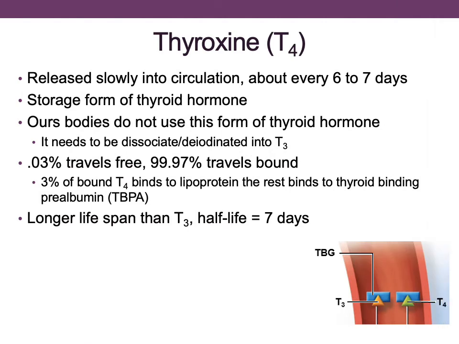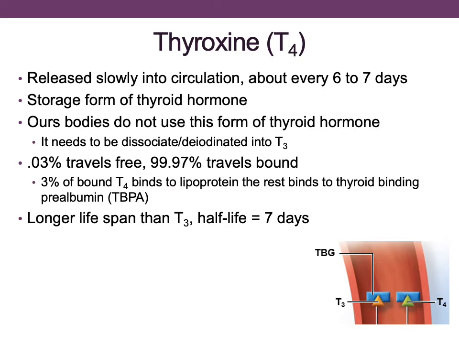A little bit about thyroxine, or T4. It is released slowly into circulation about every 6 to 7 days, so we could say weekly it's released. It is the storage form of the thyroid hormone. Our bodies do not use this form of thyroid hormone to facilitate any type of reaction. It needs to be disassociated or deiodinated into T3. The T3 is the active form.